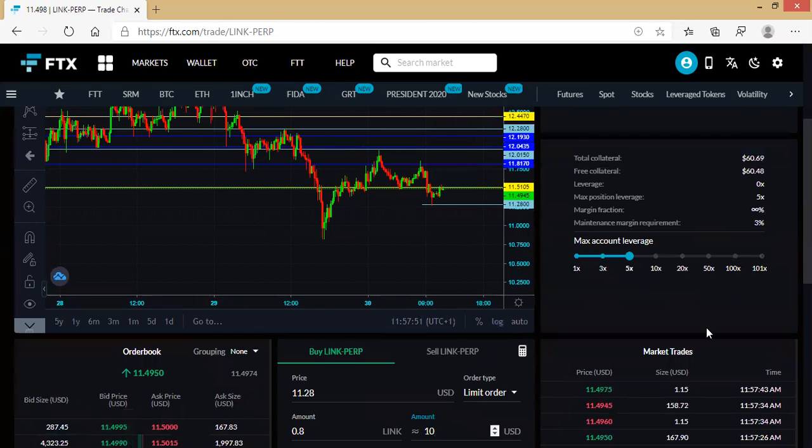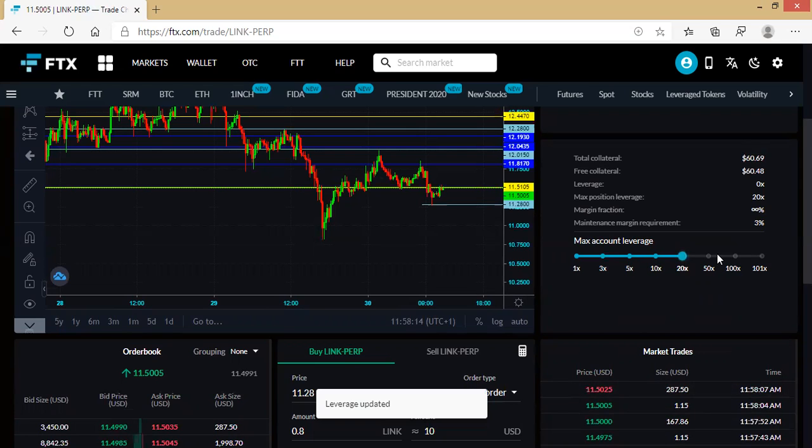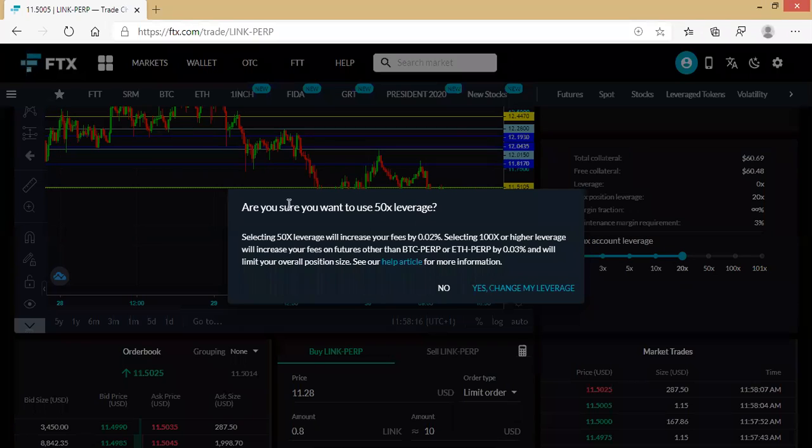Then there is this option here for your leverage. We've already discussed leverage, so we won't be wasting our time on it again. Here is where you can actually adjust your leverage. Maybe you want to take it to 10x, you can just drag it there. It will tell you it's been updated. Maybe you want 20x, you can update it there. You want 50x. See here they said, are you sure you want to use 50x leverage?